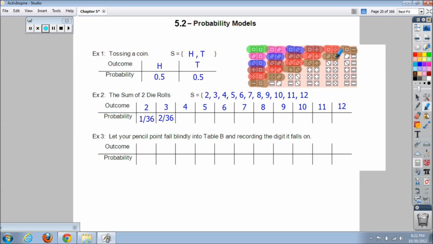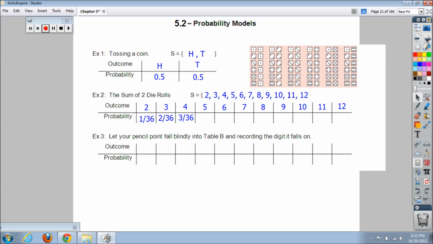And for 7, this is where we see the maximum occur. There are 6 possibilities for rolling a 7. A 6 and a 1, a 5 2, 4 3, flip them around, 3 4, 2 5, 1 6. And then all that's going to happen is it's going to start decreasing. There's only 5 ways to roll an 8, 4 ways to roll a 9, 3 ways to roll a 10, 2 ways to roll an 11, and 1 way to roll a 12.